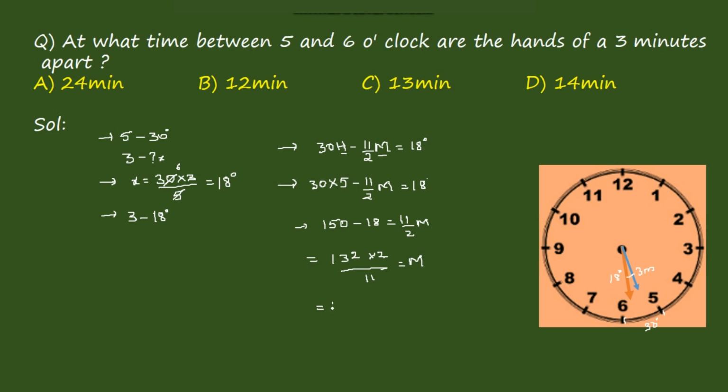Therefore m is equal to 12 twos, it becomes 24. So after 24 minutes they become 3 minutes apart. So the answer is option A.